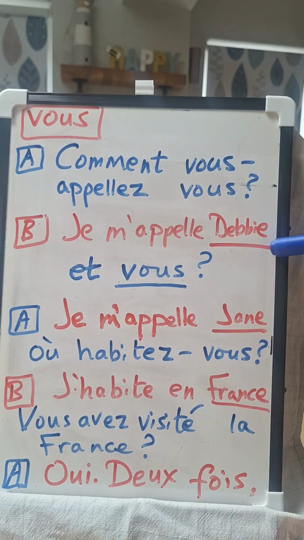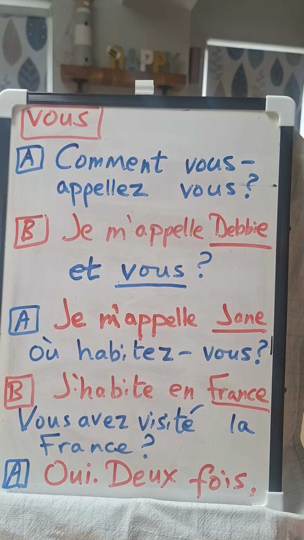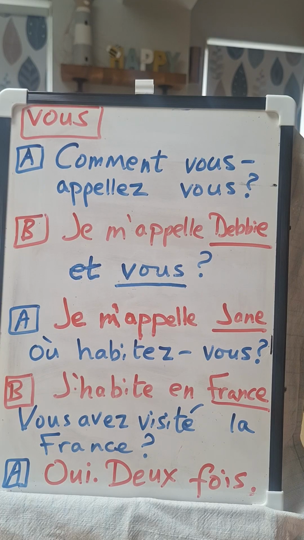Person B. Je m'appelle Debbie et vous. So last time they said et toi. If you're talking to somebody that you don't know well, or if you're being polite and formal, maybe you're talking to the bank manager or your boss at work and you don't have a really close relationship with them, then you use vous. Or when you're speaking to more than one person, you use vous.